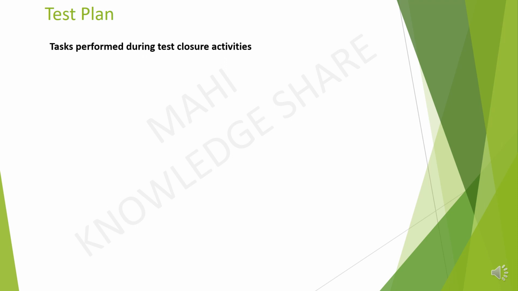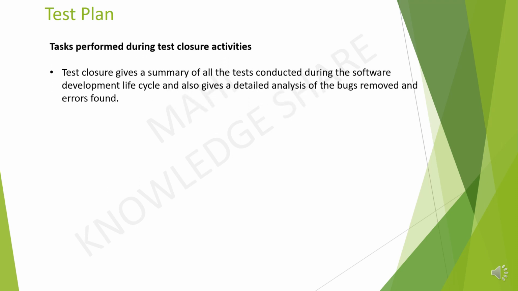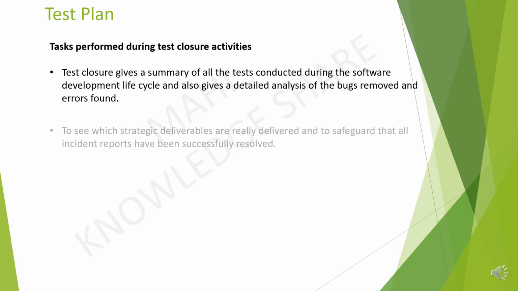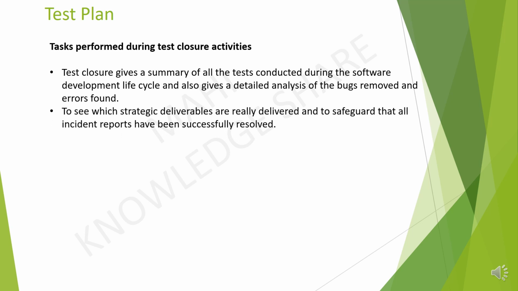Tasks performed during test closure activities. Test closure gives a summary of all the tests conducted during the software development lifecycle and also gives a detailed analysis of the bugs removed and errors found. It is to see which strategic deliverables are really delivered and to safeguard that all the incident reports have been successfully resolved.